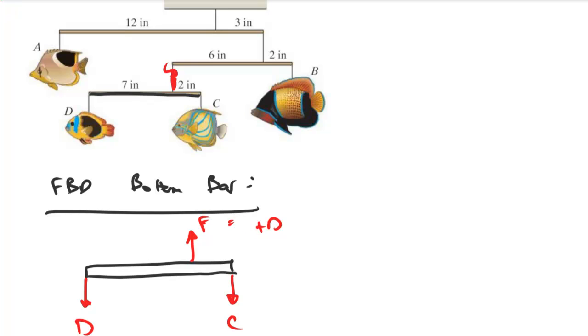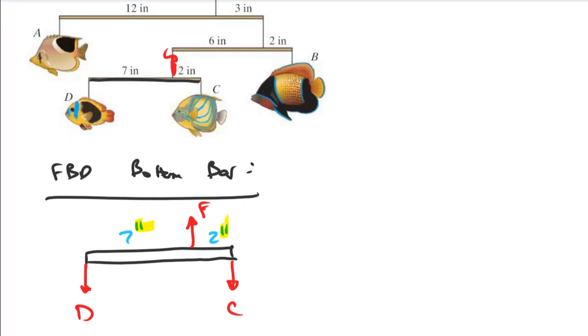But we'll build on that later. In order to find out how C and D need to be related, let's say this is 2 inches here, and this is 7 inches here. This is the symbol for inches, two little hash marks. Feet would be just one mark, so that would be 2 feet.